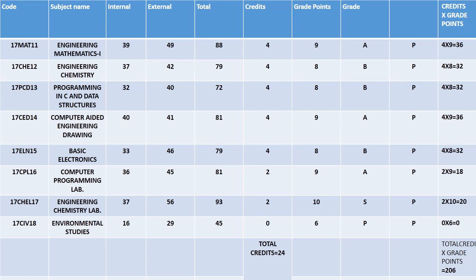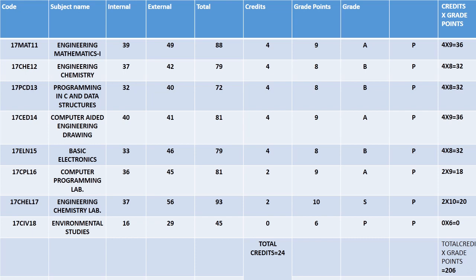Okay. Next, you should have one more column here: credits into grade points. These credits are available in the syllabus copy. Grade points depend upon the total marks. So 4 into 9, 36. 4 into 8, 32. 4 into 8, 32. 4 into 9, 36. 4 into 8, 32. 2 into 9, 18. 2 into 10, 20. 0 into 6, 0. So this is the credits into grade points, the multiplication of credits and grade points.